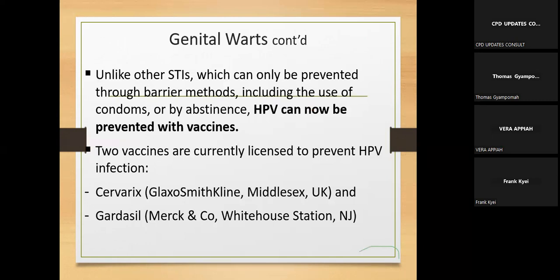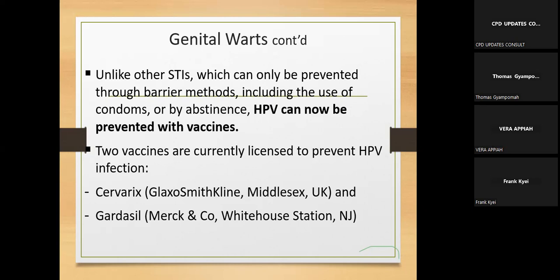Now, this is an important information. Remember, we said that genital warts caused by human papillomavirus are sexually transmitted. And if you want to prevent sexually transmitted diseases, you have to do so using what we call barrier methods. Barrier methods is the use of condoms. The major well-known barrier method would be the condom. Or abstinence, where you won't go for any sexual activity at all. So to prevent an STI, you either use a barrier method or abstinence.